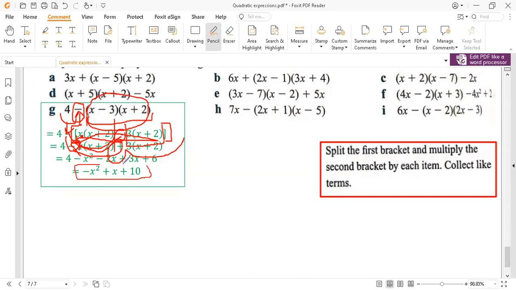And finally, we simplify by adding the like terms. We have -2x plus 3x is 1x, because we know that -2 plus 3 equals 1 of x, because the family here is x.